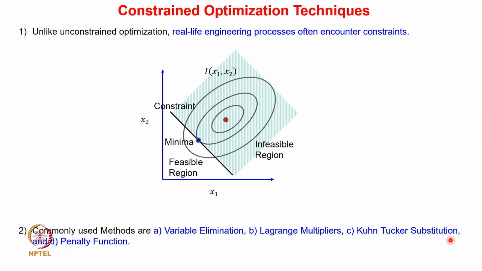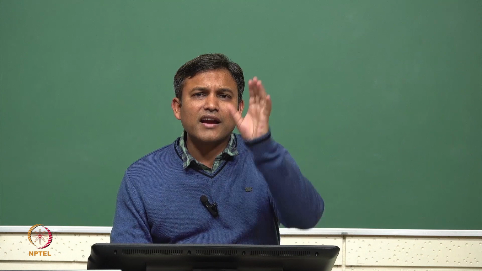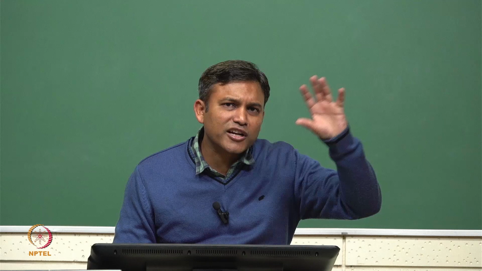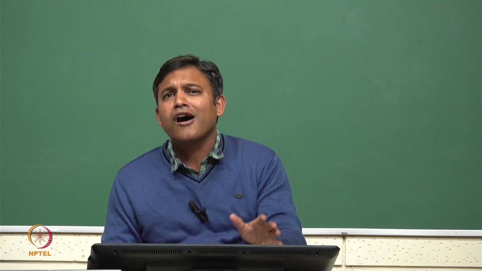You can see that variable elimination, Lagrange multiplier, and Kuhn-Tucker substitution, these three methods are referred to as mathematical substitution. What these methods do is convert your constrained optimization problem to an unconstrained optimization problem. Whatever constraints you might have, they will be mathematically included in the objective function itself, and therefore your constrained problem is converted to an unconstrained one, which you can then solve using different solvers based on Newton's method or a gradient descent method.